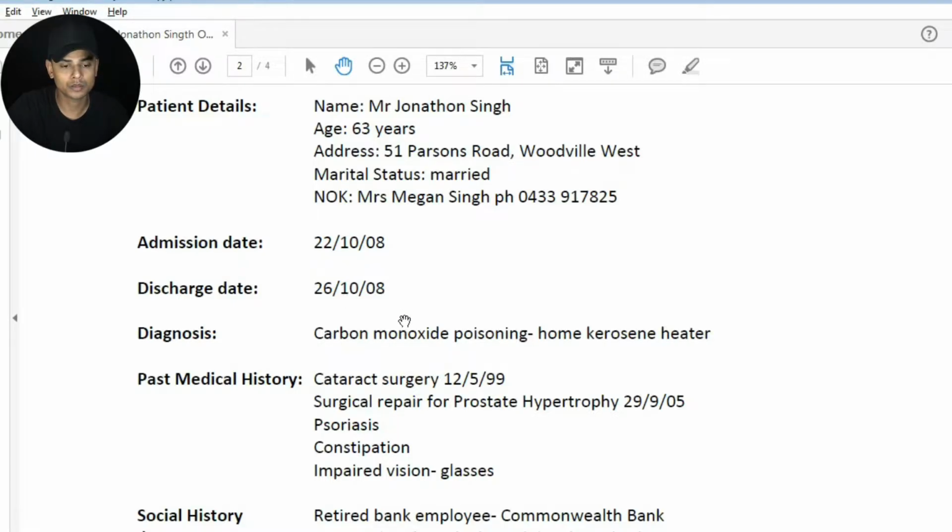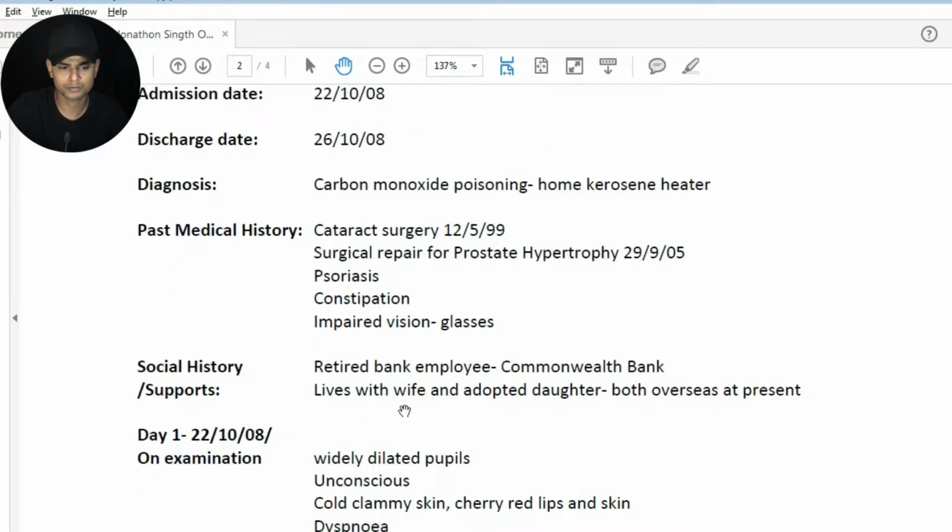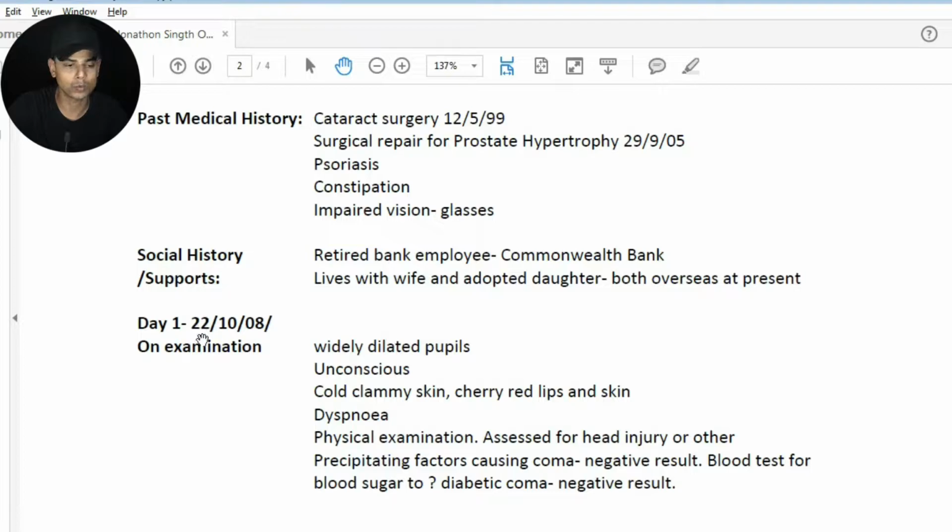Past medical history: cataract surgery, surgical repair for prostate hypertrophy, psoriasis, and constipation, impaired vision, glasses, etc. Then social history is given. He is a retired bank employee. And let's go to day 1.